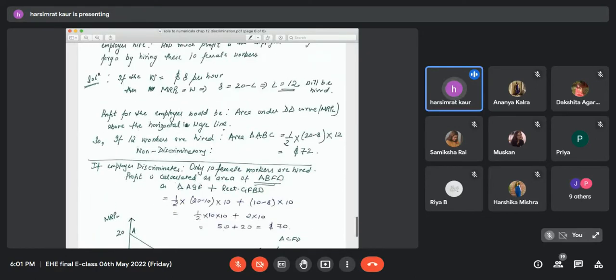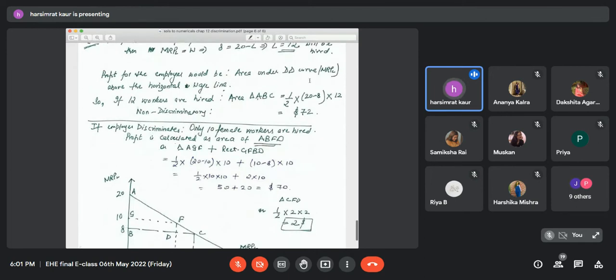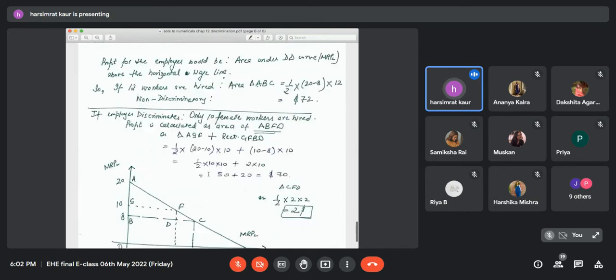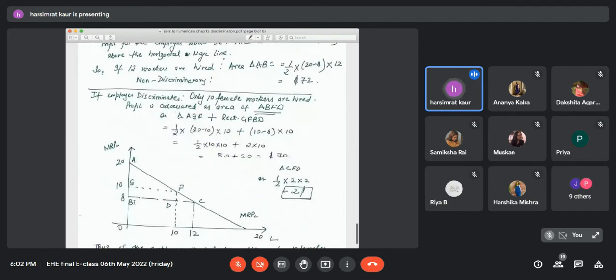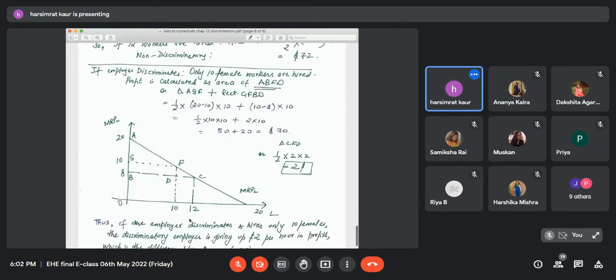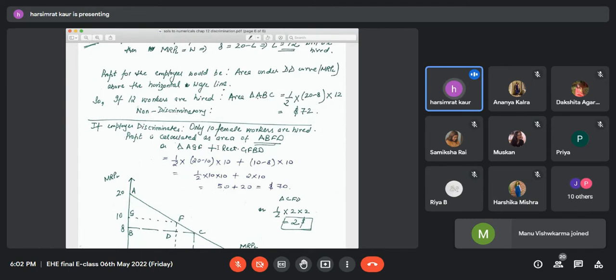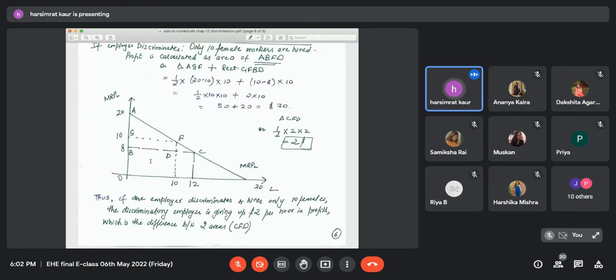So guys, the profit of the employer would be the area under the demand curve above the horizontal wage line, that is MRPL minus the wage. Which is nothing but the area of triangle ABC: half into the difference 20 minus 8, into the number of laborers hired, 12. So a non-discriminatory employer has a profit of $72. Is it clear? This is the same model which we did for the prejudice model, the same discrimination and non-discrimination. Is this clear?